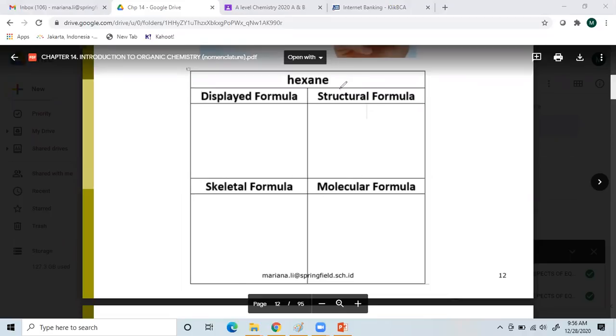You know the hexane is the alkane that consists of 6C. So you can make a display formula consisting of 6 carbons: 1, 2, 3, 4, 5, 6. And display formula means you should show all bonds inside this molecule. So it will be like this. Okay, so the molecular formula is C6H14, yeah? If you count all H, here is C6H14.